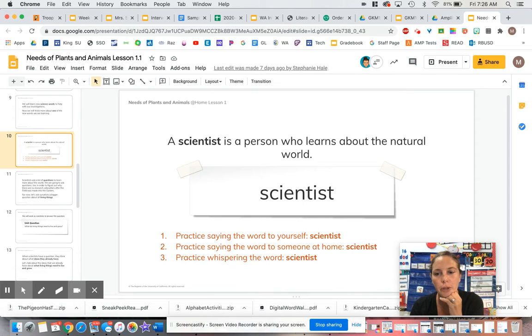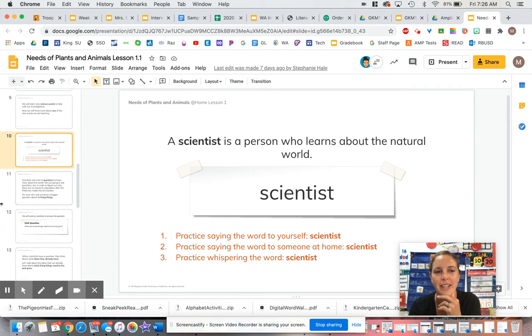So our first vocabulary word is scientist. So we just talked about it. A scientist is a person who learns about the natural world. So can you say scientist? Now clap. Scientist. Now whisper it. Scientist.